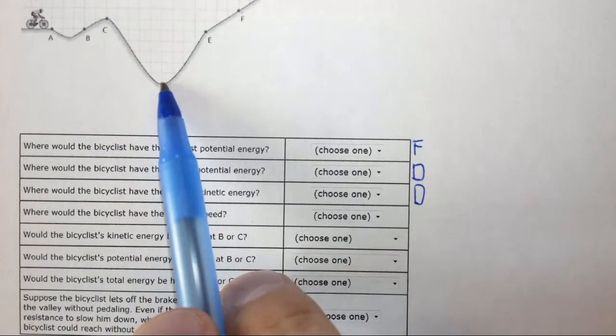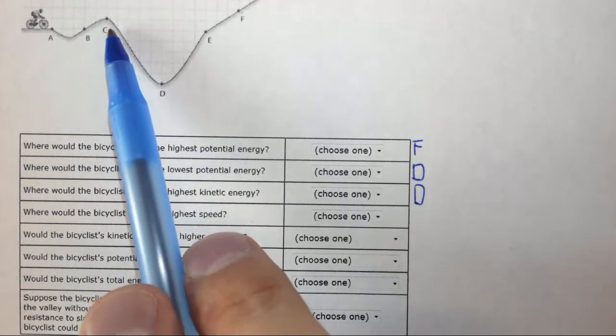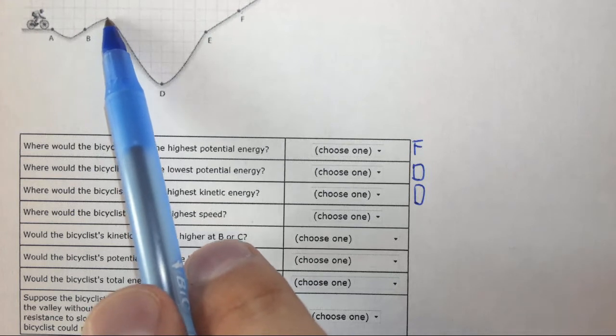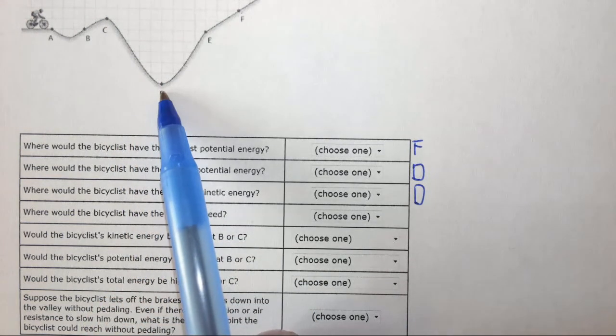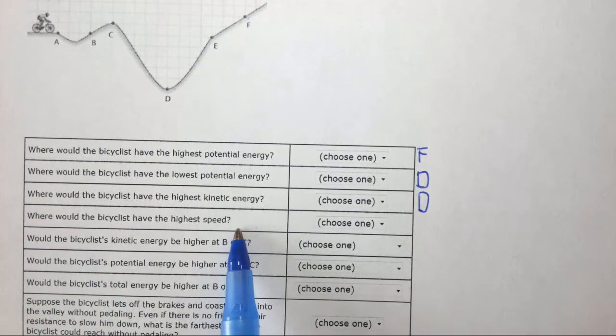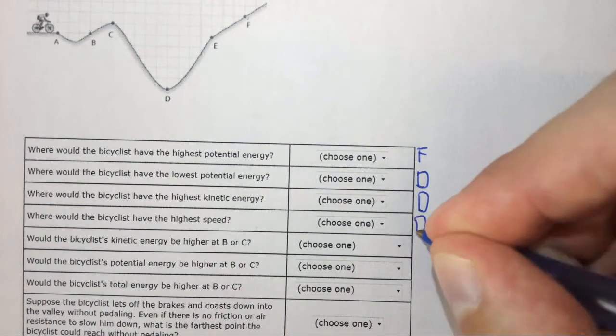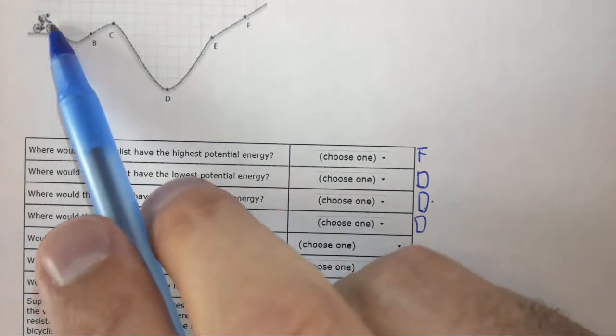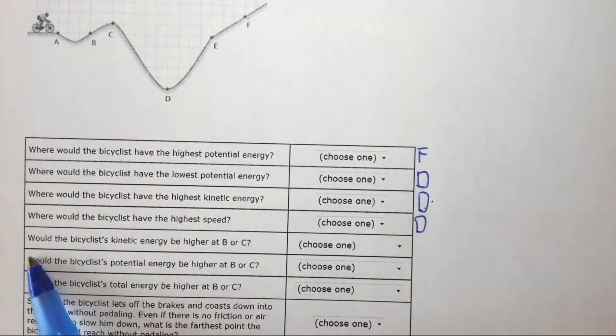Another way to think about this more practically is, where are you going to be going the fastest? His mass is going to be constant, so kinetic energy is going to be based on his speed. Well, when you get to the bottom of a hill on your bike, you're moving the fastest. Where would the bicyclist have the highest speed? We just answered that. That's point D. That's why his kinetic energy is the highest, because we assume his mass is a constant.